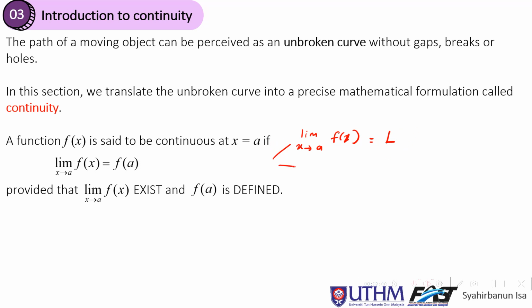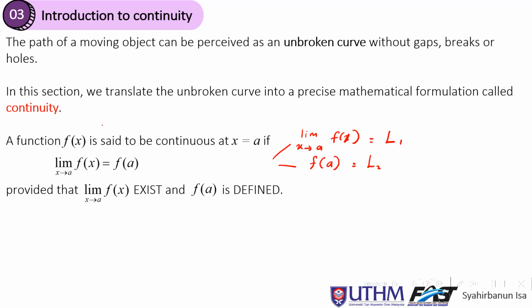The second thing that we need to check is whether the function is defined at x equal a. So we need to find f(a) by substituting the value of a into the given function that we want to test for continuity. Let's say the value of the limit is L1, and the value of the function is L2. The function is defined and has value L2.